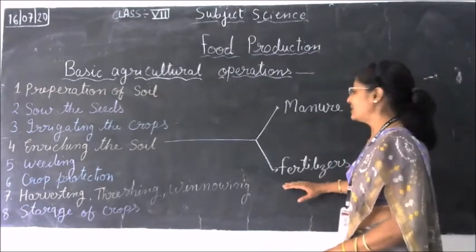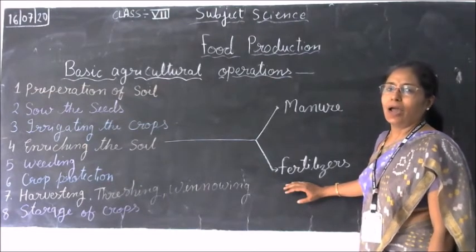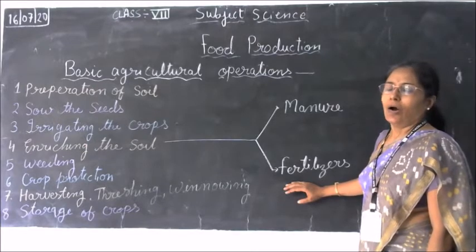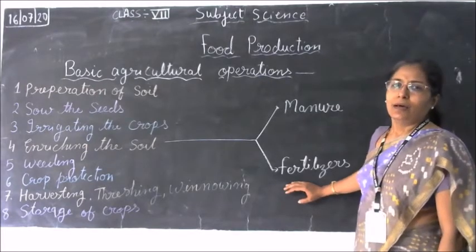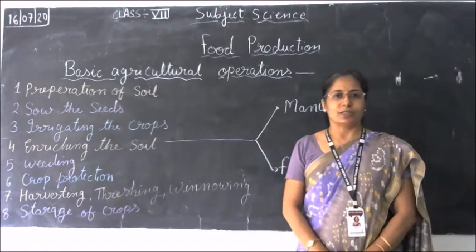Whereas fertilizers are made in the factories. They are synthetic and made by chemicals. These are substances rich in particular elements like nitrogen, phosphorus and potassium.